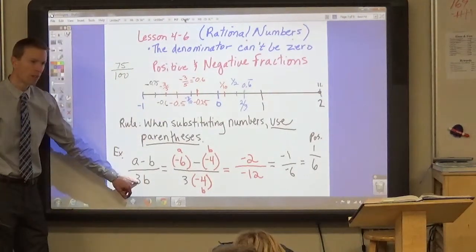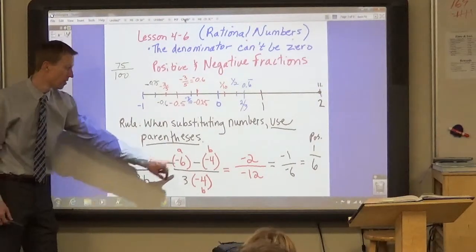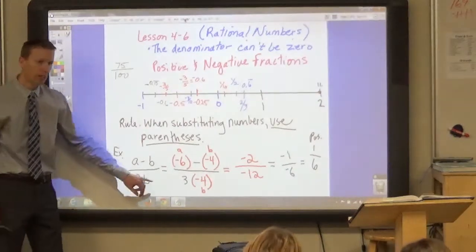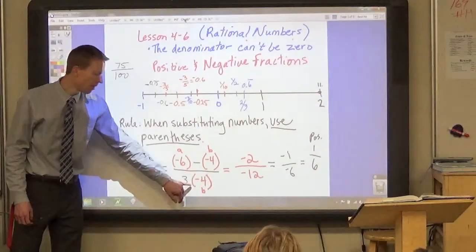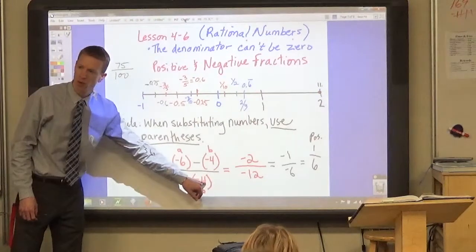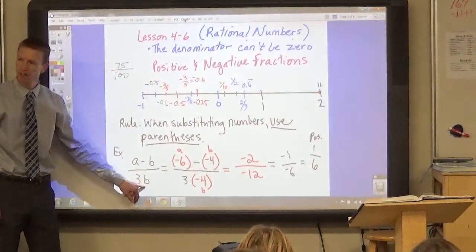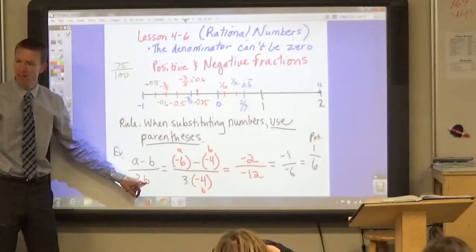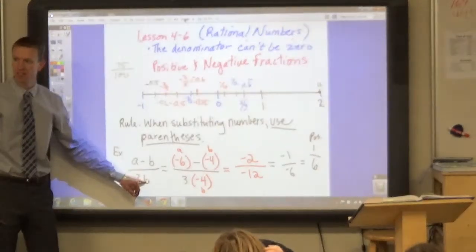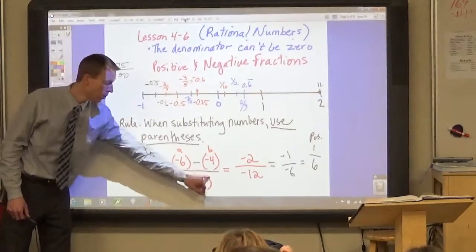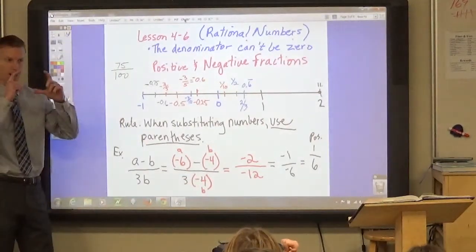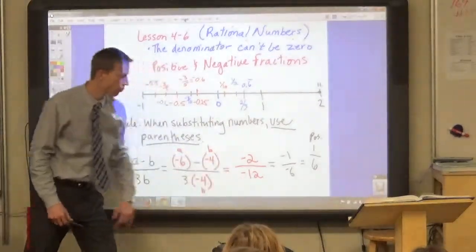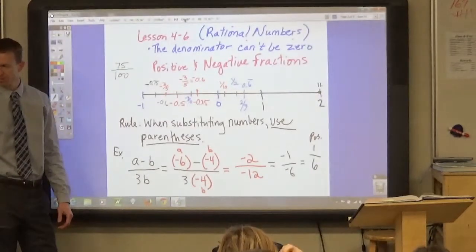Then insert B, which is -4, in for B here. What if we don't put it in parentheses? Then it looks like 3 minus 4. Is this 3 minus B? No. No, this is 3 times B. So we have to do 3 times, and we put the parentheses around it to show the times. 3 times -4, which is -12. Okay?